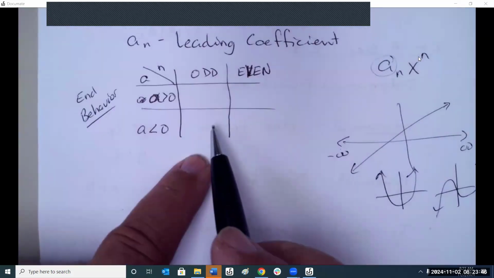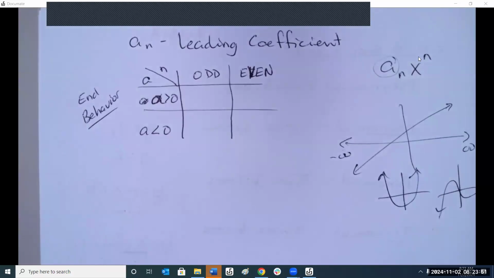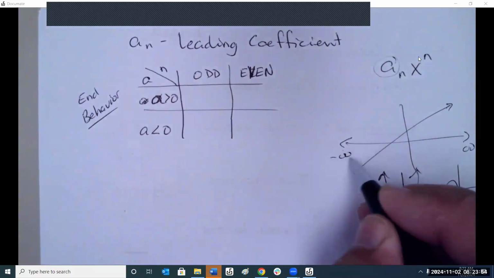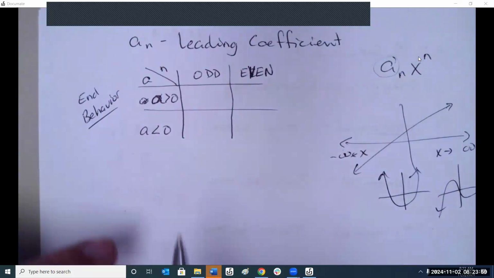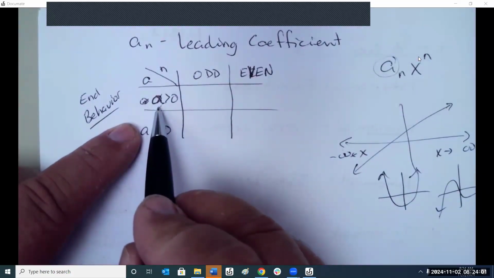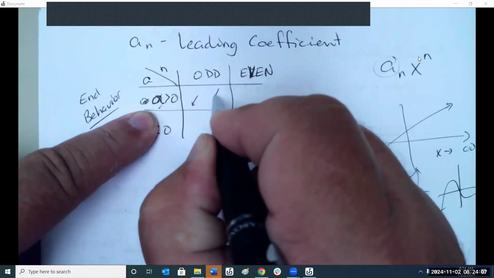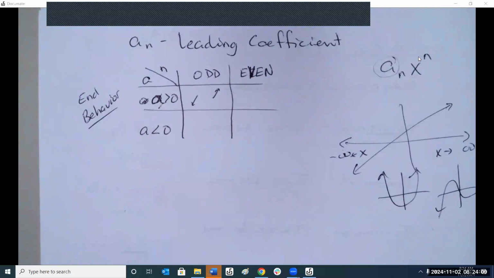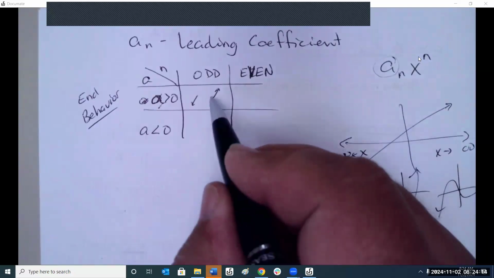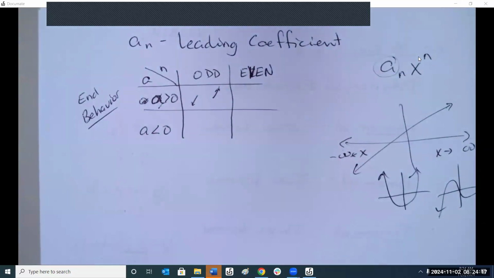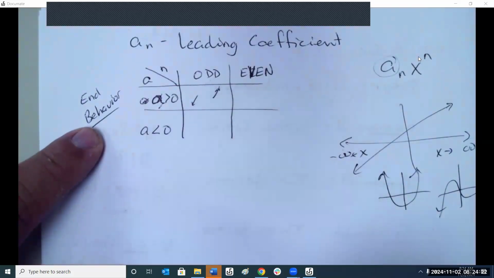So this is what this chart tells us. What's going to happen as the graph goes to negative infinity, or when x goes to negative infinity or x goes to positive infinity. If a is positive and n is odd, the end behavior looks like this. They go opposite directions, increasing, because as x goes to positive infinity, it goes up to the right. Because it's odd, it has to go opposite directions.